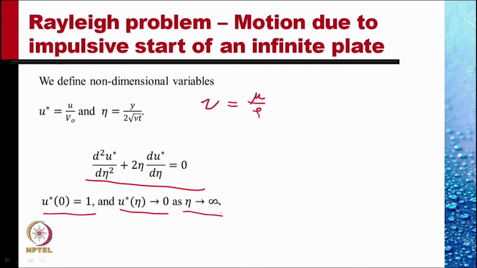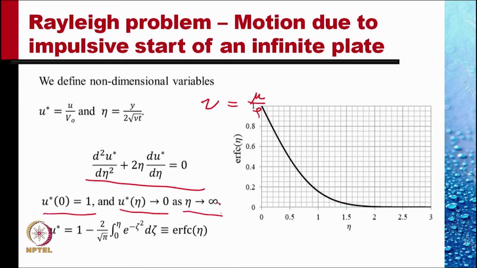This equation has a standard solution. And the standard solution is what is called the complementary error function. So the final solution by direct integration is obtained as 1 minus twice by root pi integral from 0 to eta of e to the minus zeta squared d zeta. And this is the function defined as the complementary error function, which goes like this.